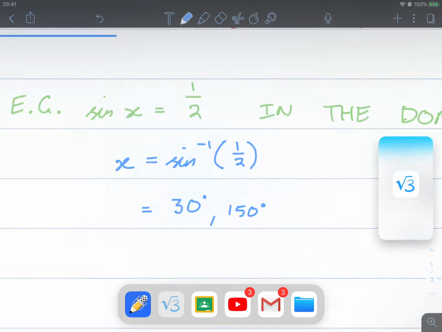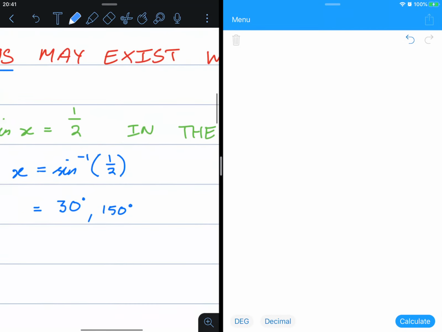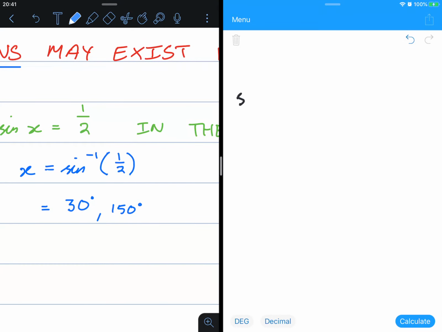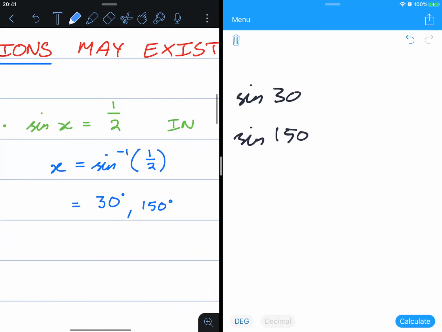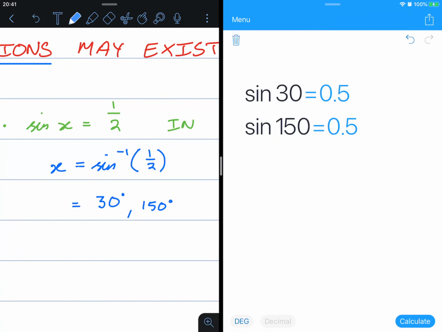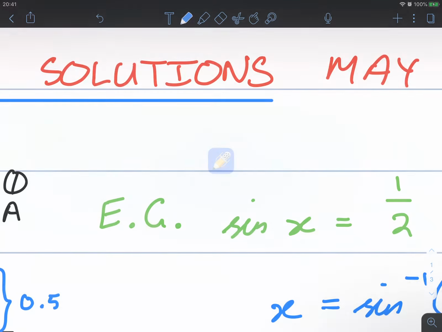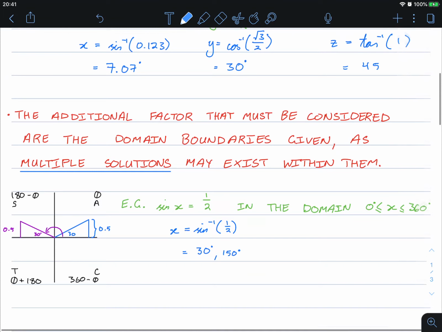So let's demonstrate the solutions now. Take a look. If we had sine of 30 and sine of 150, if we calculate both of these, they should both give us half. So both of these are possible solutions. So let's do more examples of these to get our head around this a little bit more.